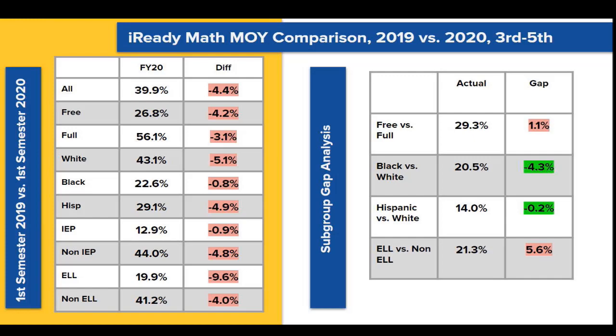When we compare our 3rd, 4th, and 5th graders from this year to the 3rd, 4th, and 5th grader performance last year at the middle of the year, we can see that our students this year are not performing as well as last year. Overall, math performance is down by 4.4%. Specifically, we see the greatest gap with our ELL students, and pretty close to 0 with our Black population in comparison to last year. We do see some gap closure between our Black and white students and our Hispanic and white students this year concerning math.